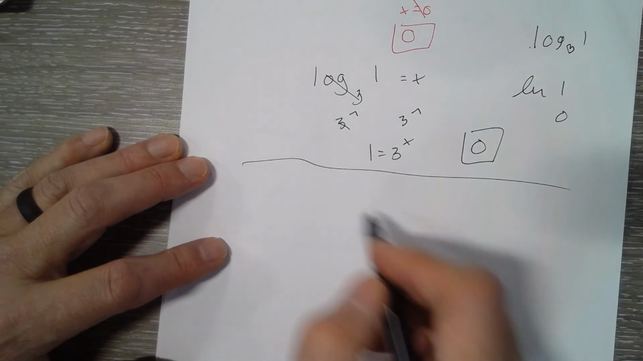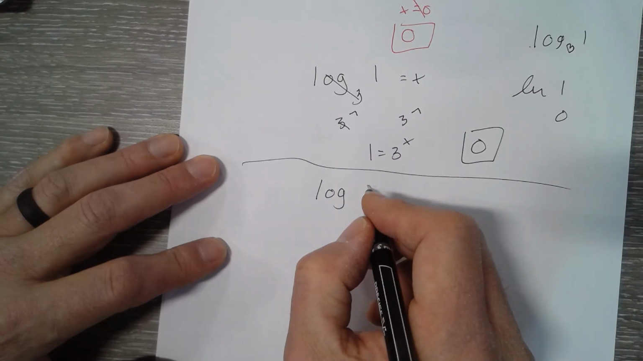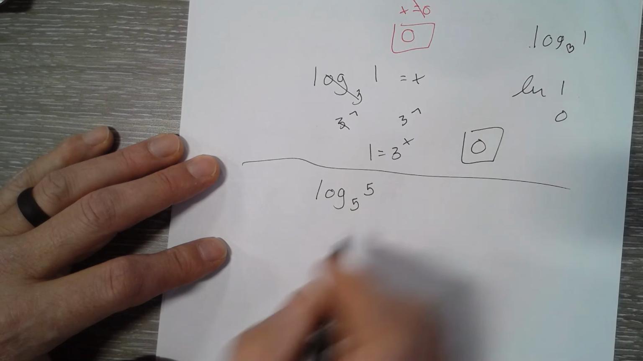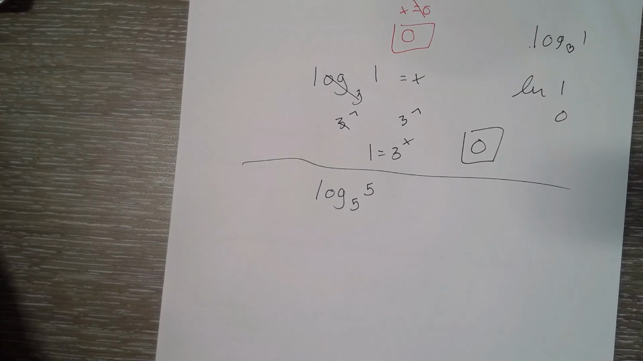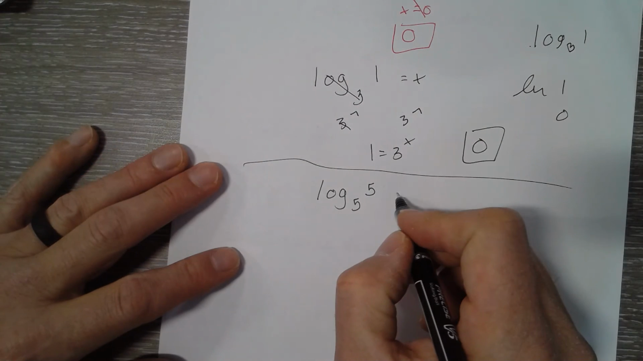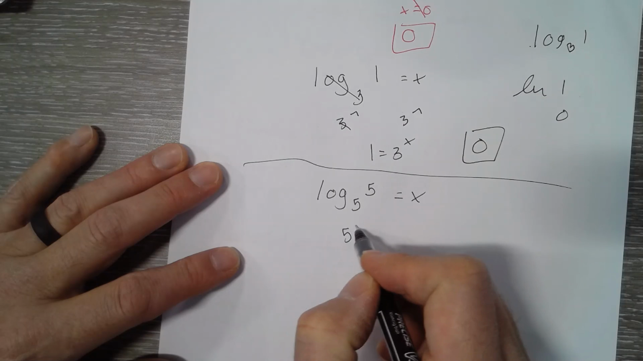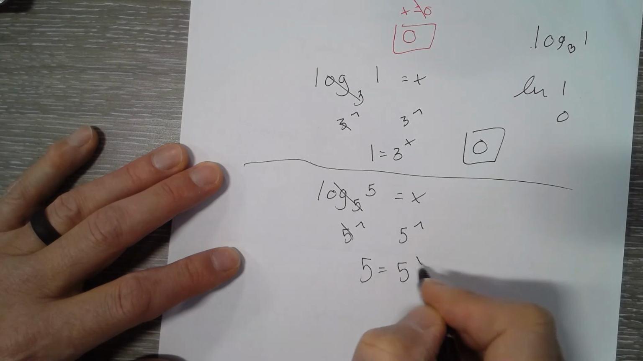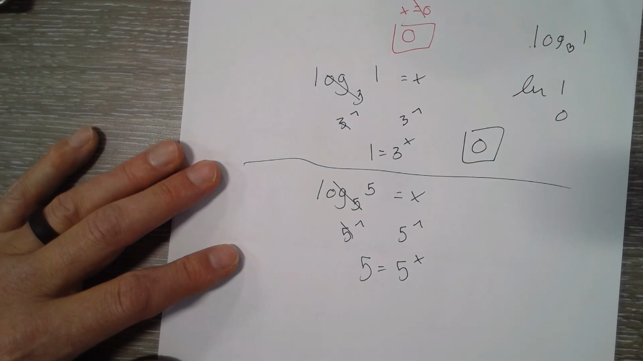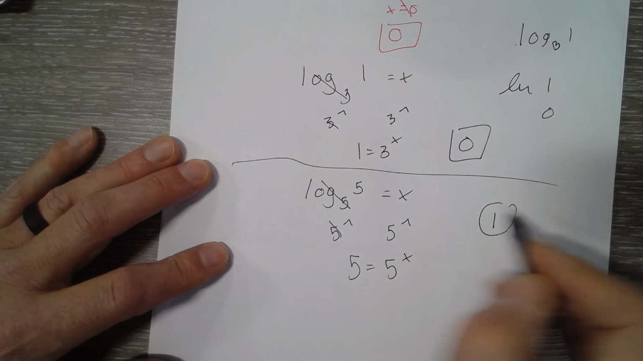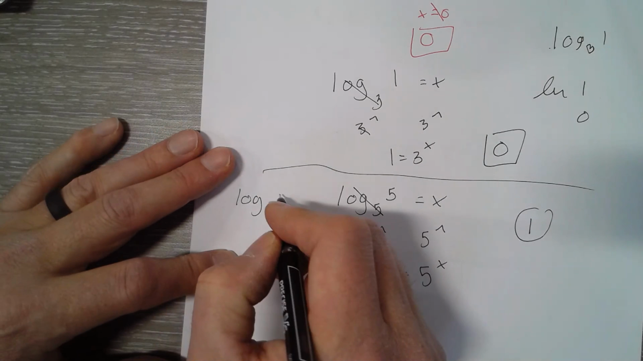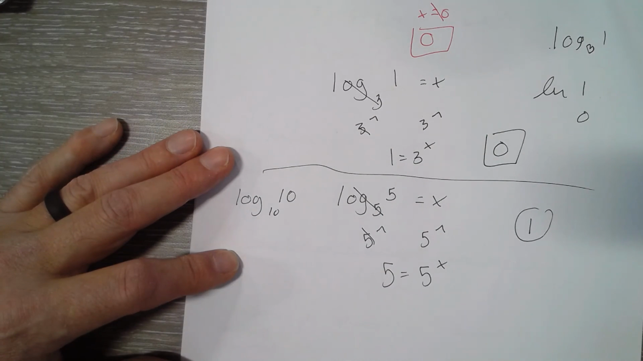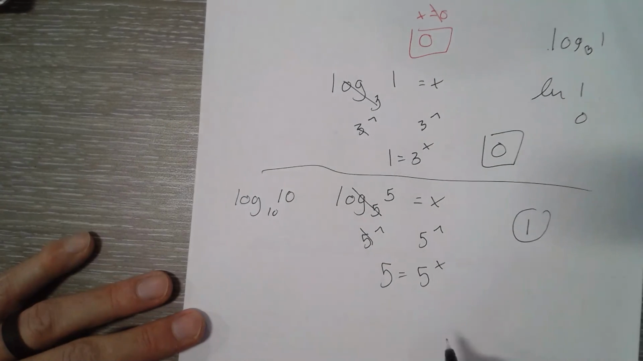What about, let's say, the log of 5 base 5? See if you can figure that one out. Alright, so if we set it equal to x, we could do 5 to the power. So I have 5 equals 5 to the x. 5 to what power is going to be 5? 1. What about the log of 10 base 10? So if these two numbers are the same, you're always going to get 1.